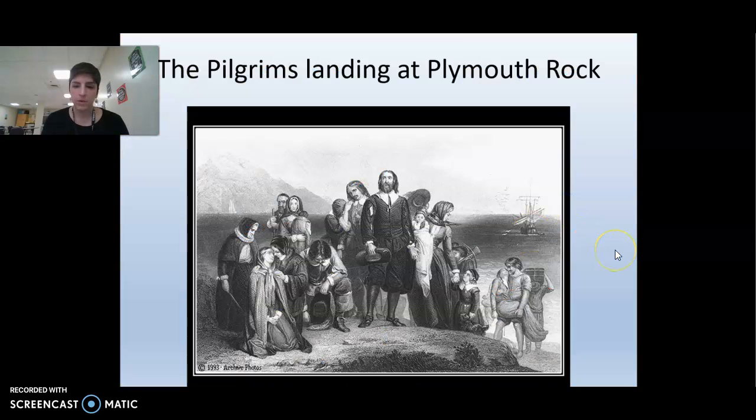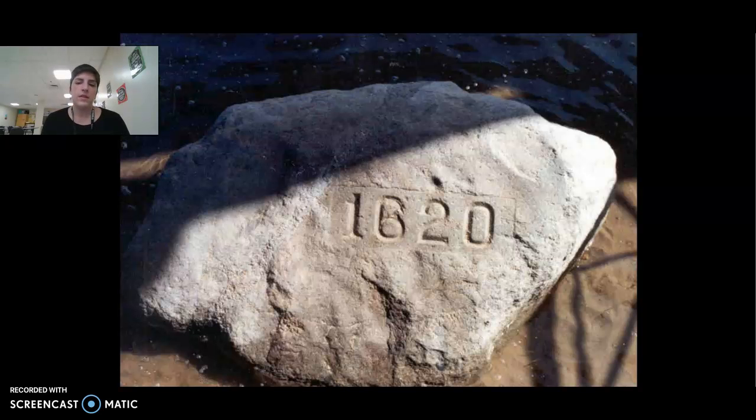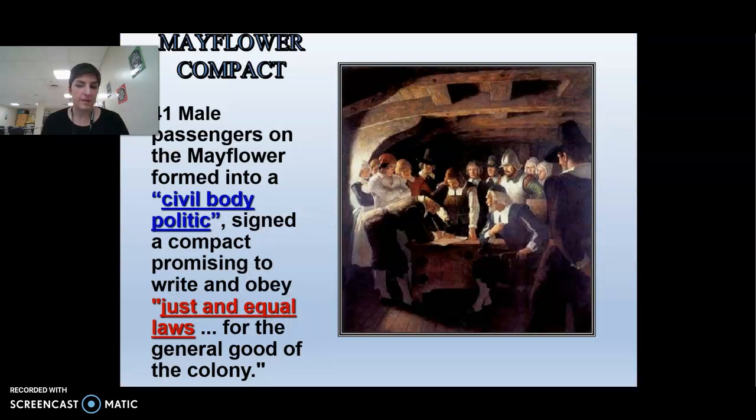The Pilgrims landing on Plymouth Rock. This is a picture of what it would have looked like. This is a rock with the date on it in Plymouth. That is not necessarily Plymouth Rock. When they say Plymouth Rock, they don't really mean a rock, but they do mean a certain part of the beach that had plenty of stones and things like that. That's basically where they landed.